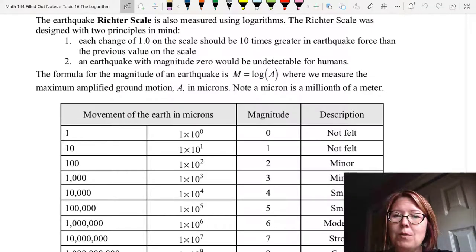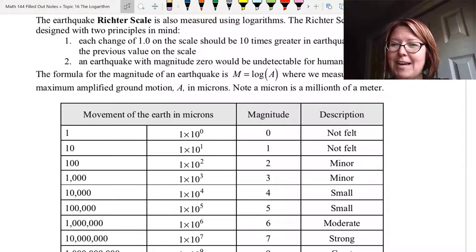Second, an earthquake with a magnitude of 0 should actually be undetectable for humans. And it turns out that both a magnitude of 0 and 1 are pretty much not felt by humans. The formula for the magnitude of an earthquake using the Richter scale is capital M equals log of A. So log left paren A, right paren. The A is a capital A, where we measure the maximum amplified ground motion, capital A, in microns. Now note, a micron is a millionth of a meter.